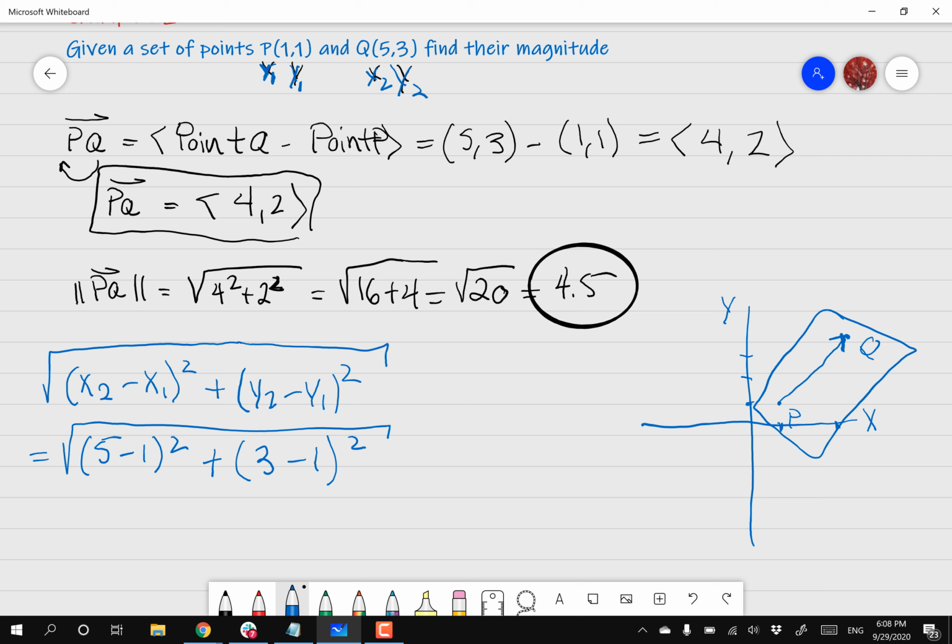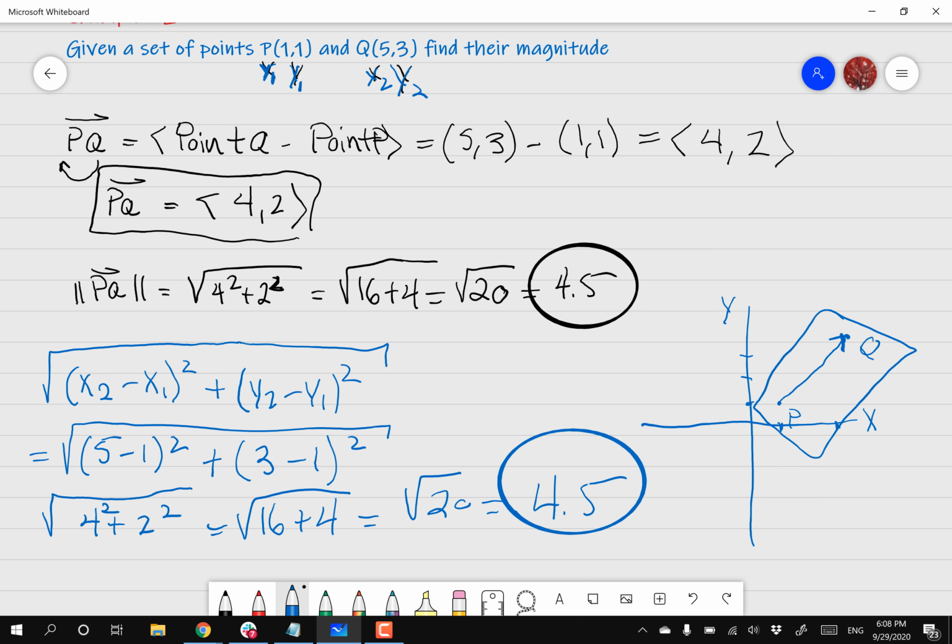Hopefully that's making some sense. Doing this, 5 minus 1 is 4, so 4 squared, plus 3 minus 1 is 2, so 2 squared. Again, that gives us root of 16 plus 4, which is root of 20, and the square root of 20 is 4.5. So basically, we got to the same answer, and that goes to show that the vector magnitude is basically the length of a vector.